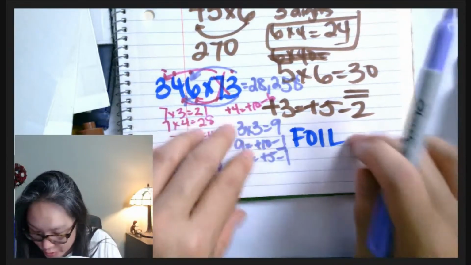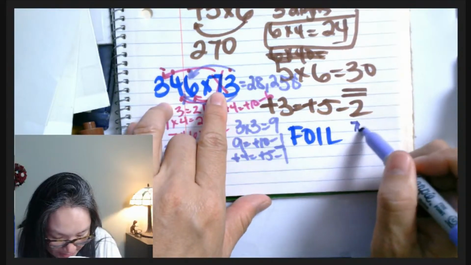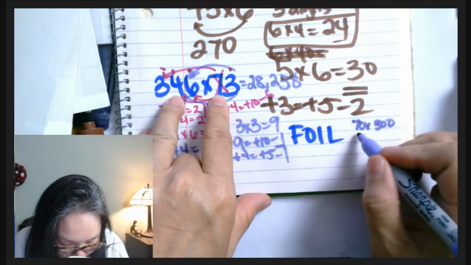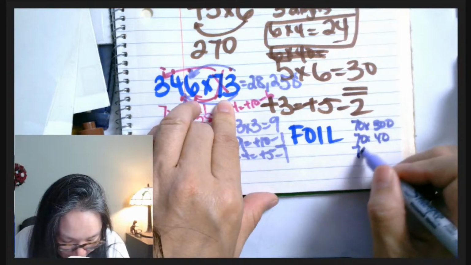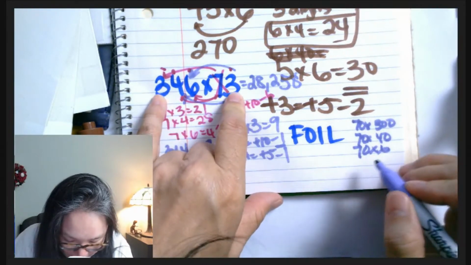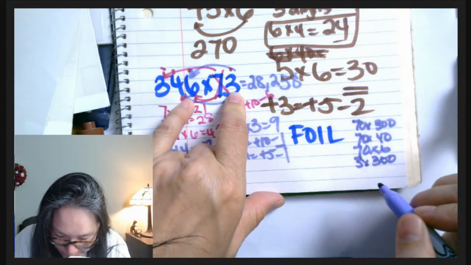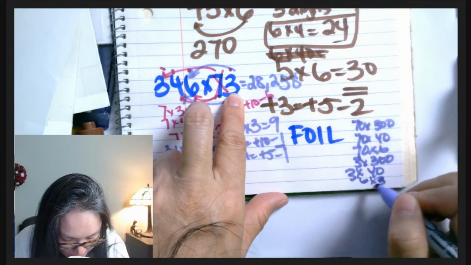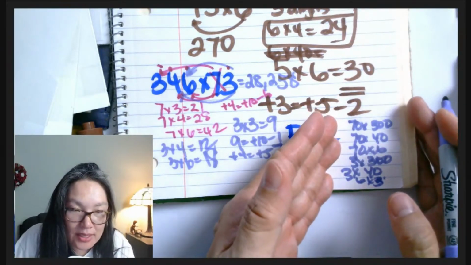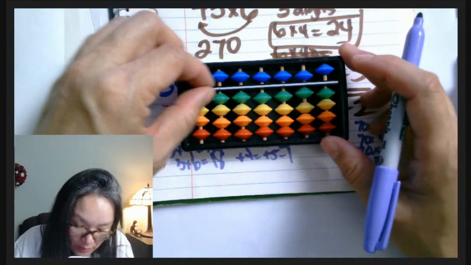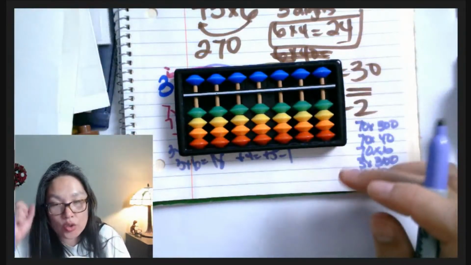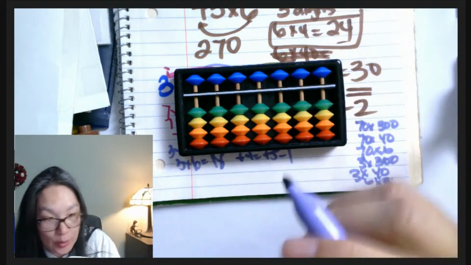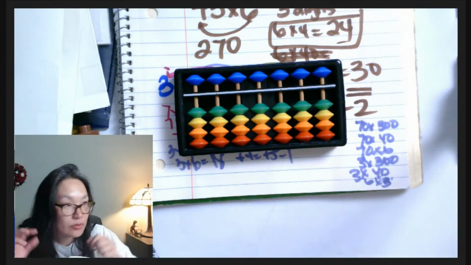In mainstream math, right, they do 70 times 300. And I'm like, what the heck? That's a lot of numbers. And then they do another one, 70 times 40, and then 70 times 6. And then they do it again for this: 3 times 300, 3 times 40, and then 3 times 6. It makes sense they do it this way because they write it out. But in Abacus, we don't need to write it out. That's why we have the tool. Use a hammer for what it does. Use the screwdriver for what it does. Use the Abacus for what it does. And what it does is it helps you track the numbers. That's it.